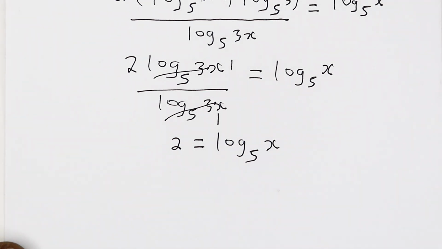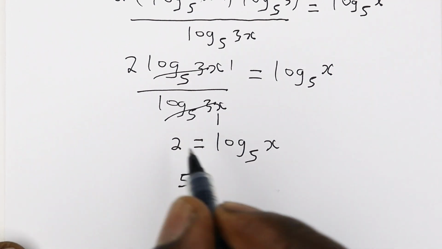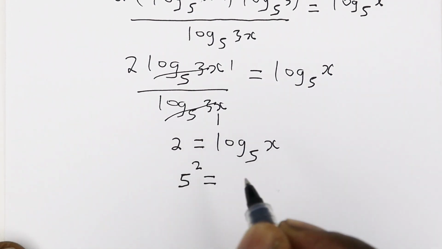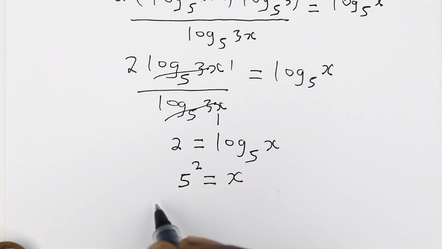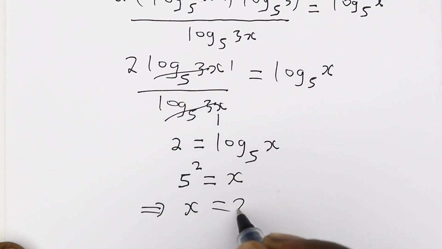You can use several methods to solve for x, but in this case, let us write this in index notation, where we take the base, and the base is 5. The power is 2, and then that is equal to the number. So it means, therefore, that x is equal to 5 squared, which is just 25.